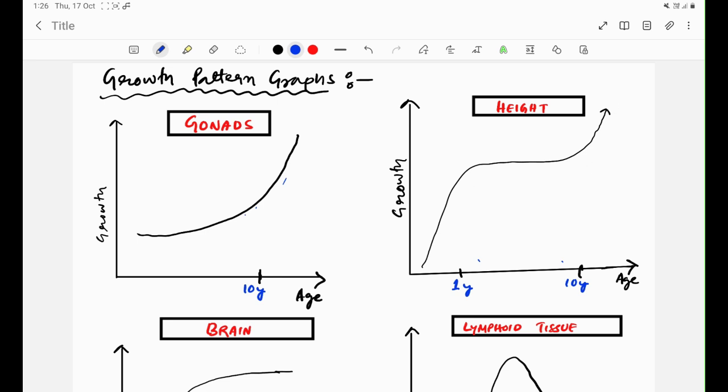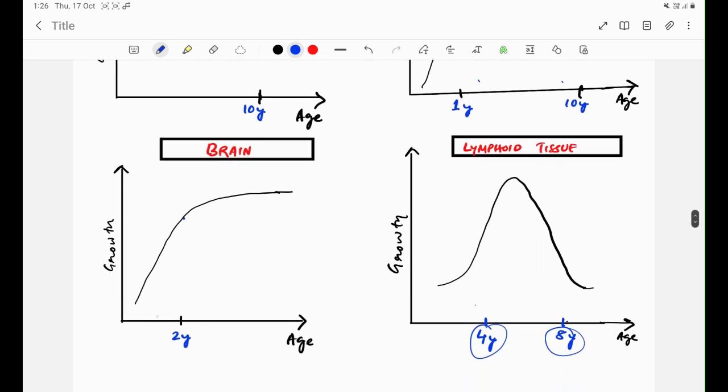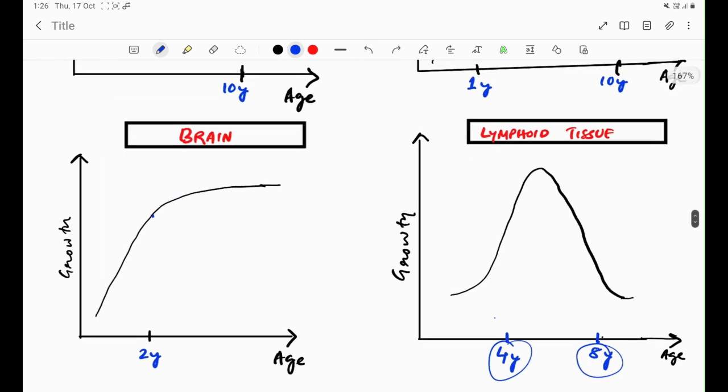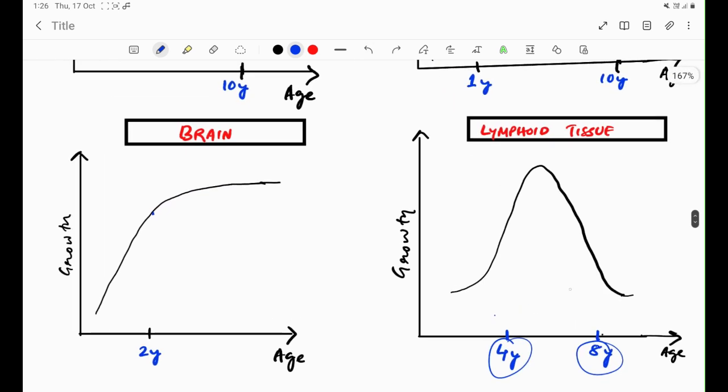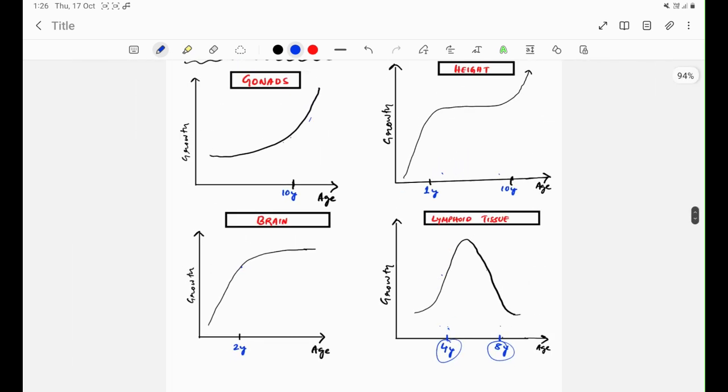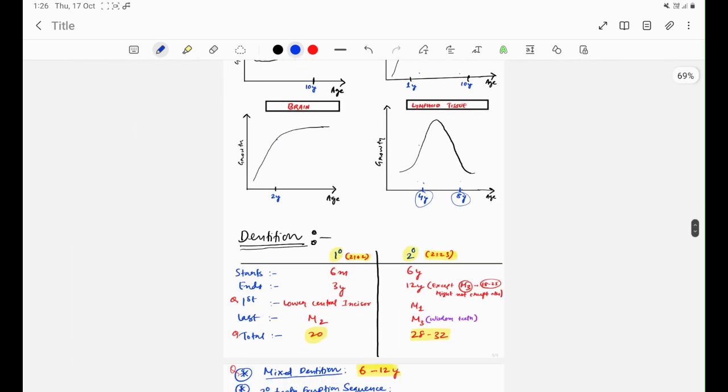So this is height. What happens in brain? In brain most of the growth occurs by the age of 2 years. So till 2 years you'll see the peak, after that it becomes steady. In case of lymphoid tissue, the peak is between 4 years and 8 years. So it's steady, then it grows, gives a peak. It's like a bell-shaped curve between 4 years and 8 years of age, and after 8 years it again falls. So these images you need to remember by heart.